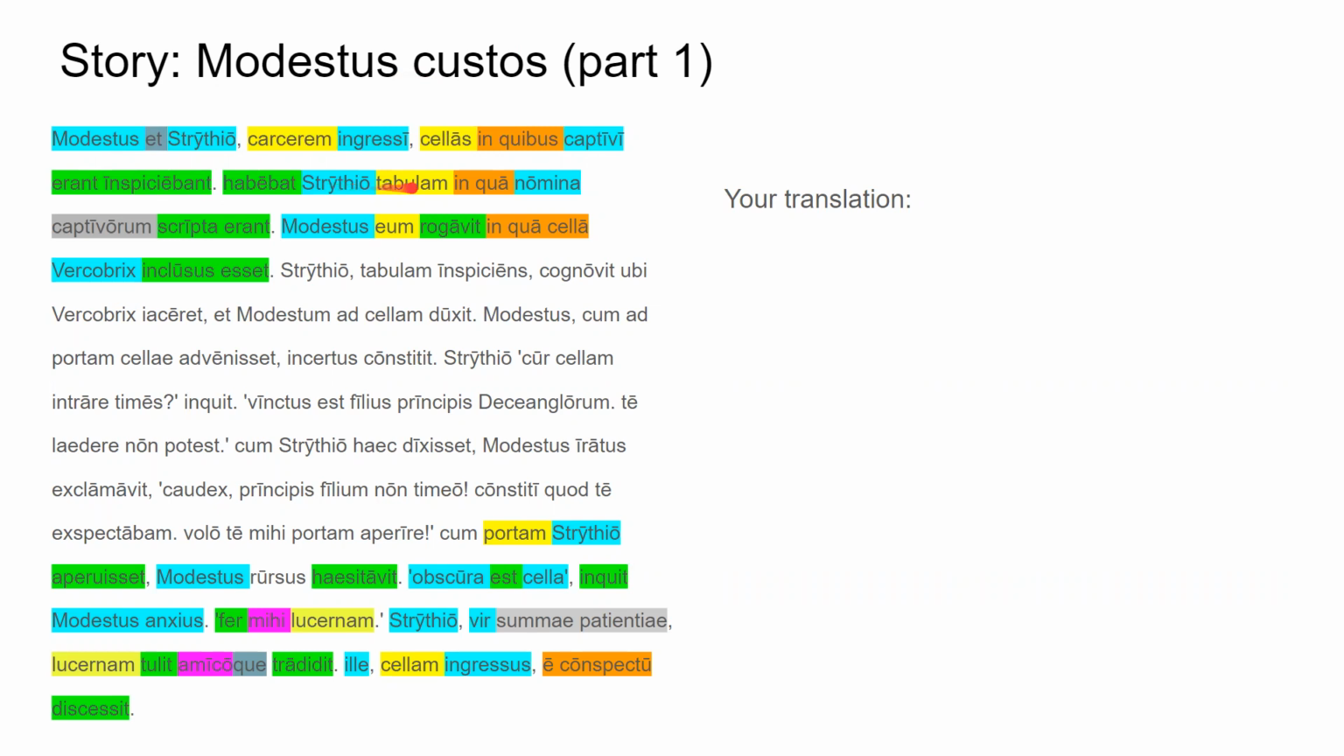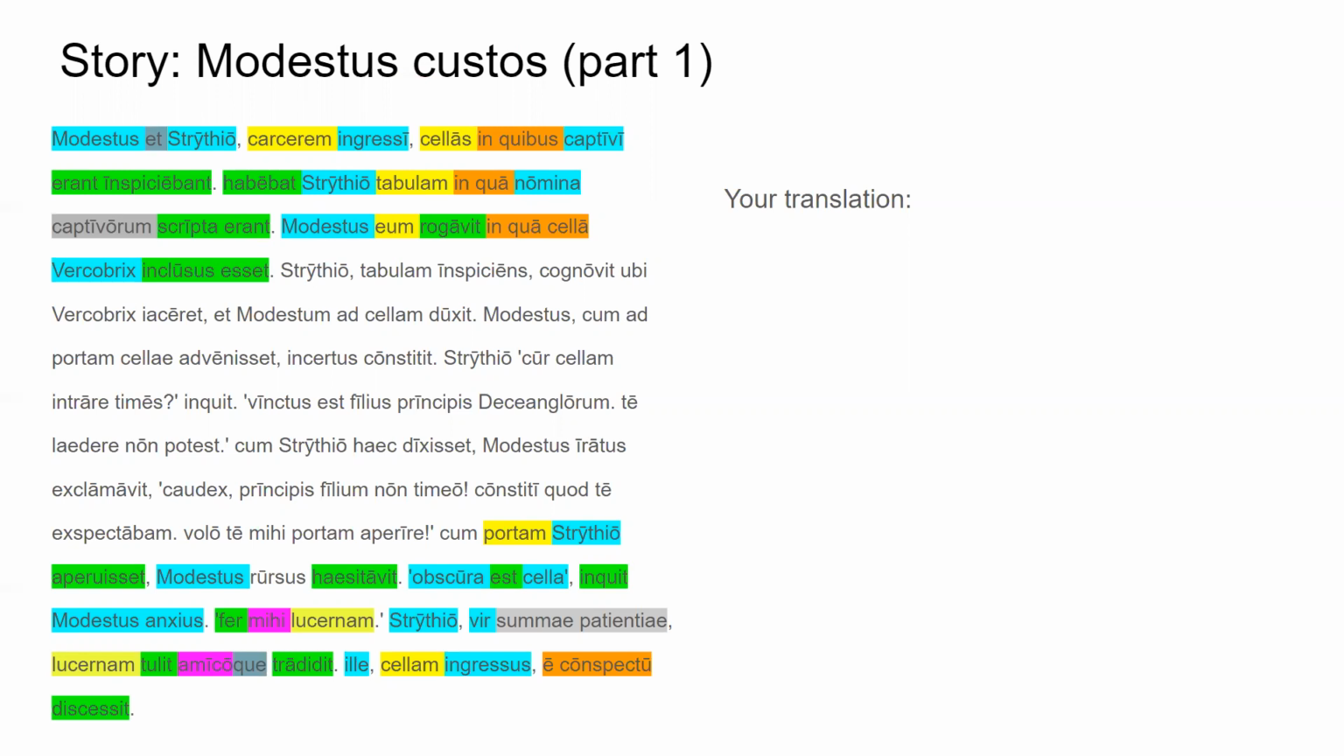Habebat Stritio tabulam in qua nomina captivorum scripta erant. So the word order is a little bit different. This is starting with a verb, which does happen in Latin, and Stritio is the subject of it. So Stritio was having, or just he had, a tabula, a tablet. So they wrote on wax tablets at that time. And they did that because you could remelt the wax and you could reuse it.